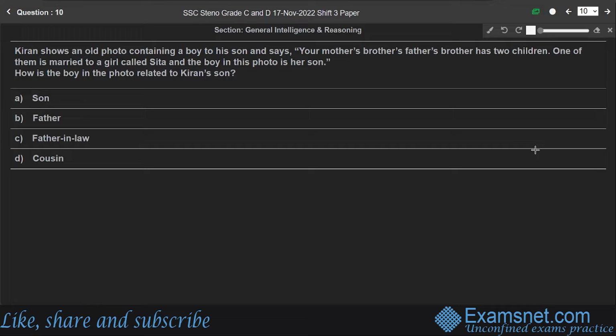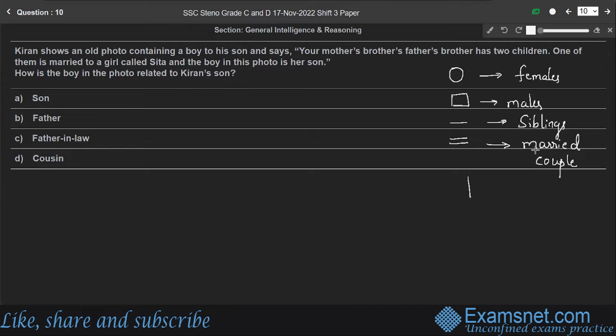To represent these relationships, we use some symbols. We use a circular symbol for all females. We use a square symbol for all males. Let us use a horizontal line for siblings, a double horizontal line or parallel line for a married couple, and a vertical line or slightly slanted lines for difference of generations.